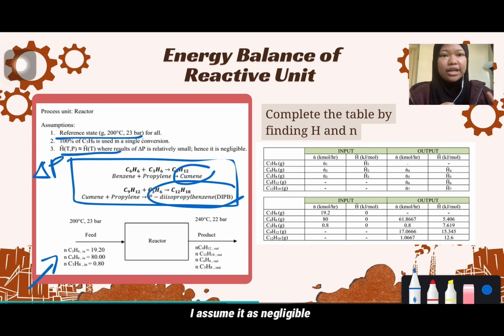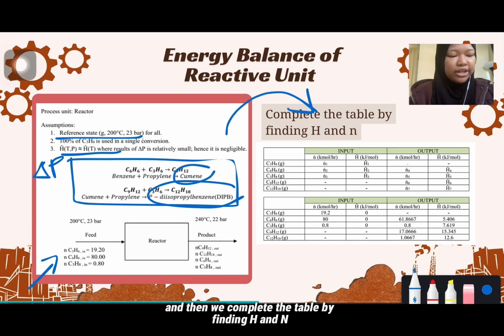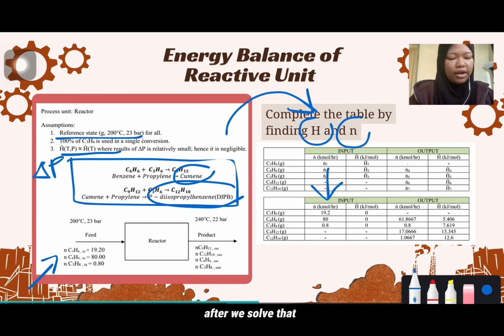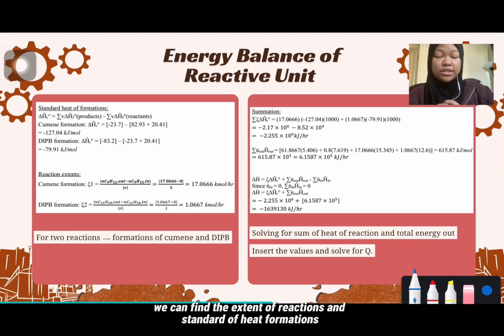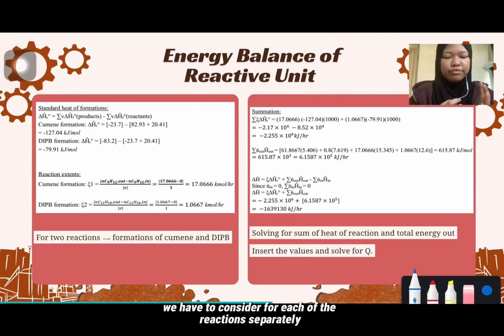So in this case, I assume it as negligible. And then we complete the table by finding H and N. After we solve that, we can find the extent of reactions and stated heat formations. But in this case, we have to consider each of the reactions separately.